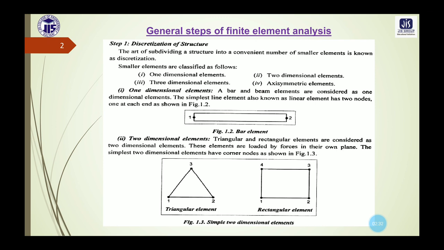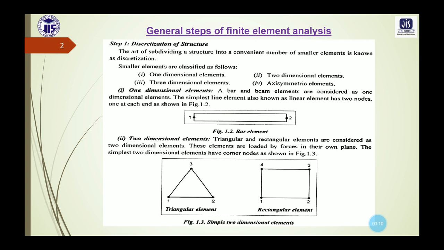Now these smaller elements are classified as follows: first the one-dimensional elements, then two-dimensional elements, next three-dimensional elements, and axisymmetric elements. The one-dimensional elements are like the bar and beam elements. These are considered one-dimensional elements. The concept of bar and beam is known to us, as we have studied it in the strength of materials subject.